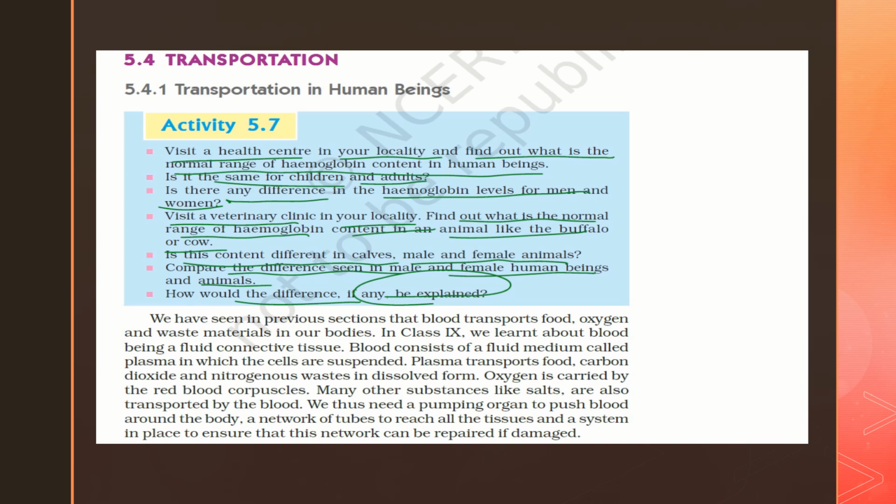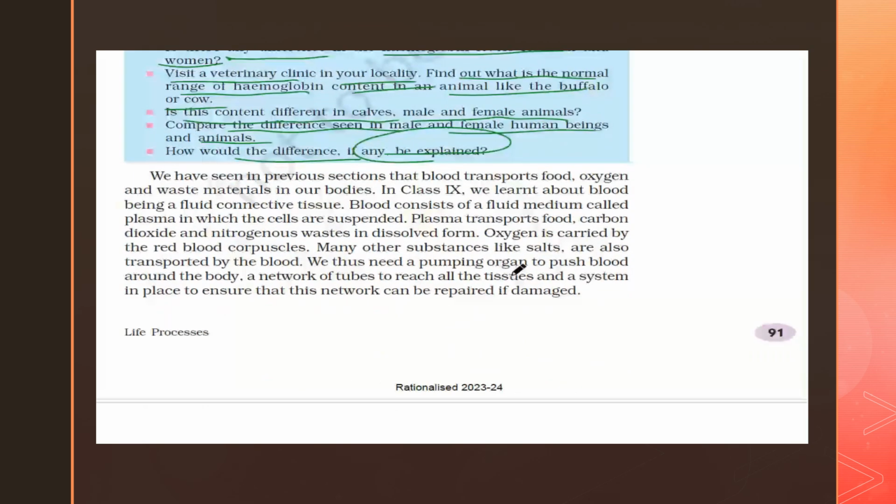Now we have already seen in previous sections that blood transports food, oxygen and waste materials. Transport of food we have studied in nutrition. It gets absorbed, assimilated in blood, and transported to all parts of our body. Oxygen, we have seen in respiration also, has a relation with the blood.